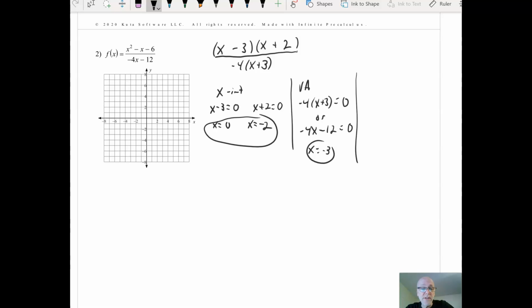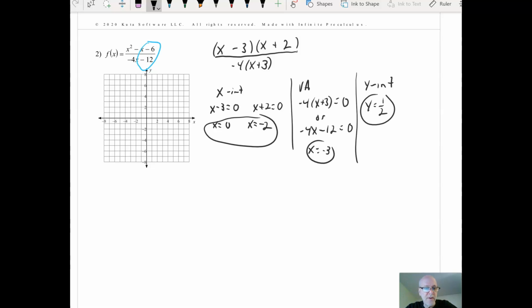All right, the easiest way to find the y-intercept, again, is looking at it in polynomial form. So the y-intercept would be visually right there, -6 over -12, 1/2. So the y-intercept is y equals 1/2.